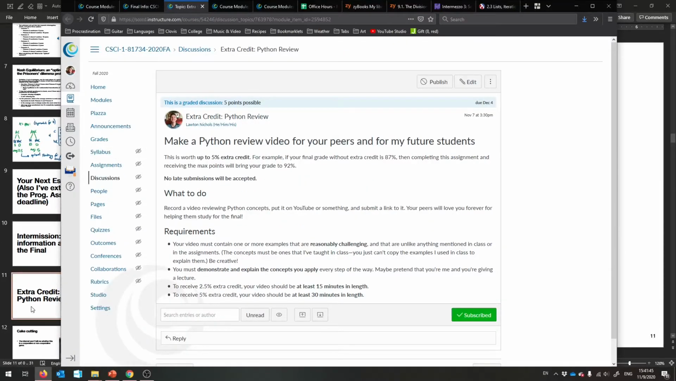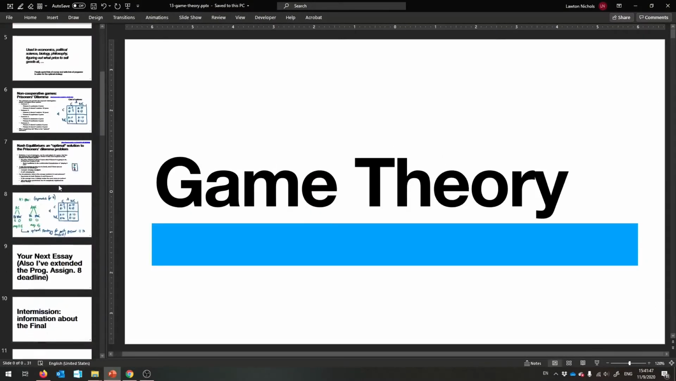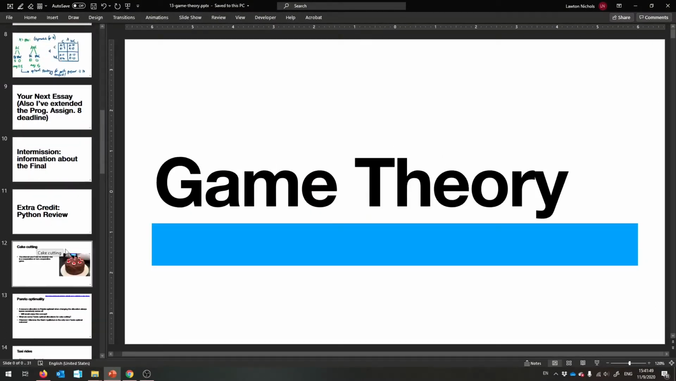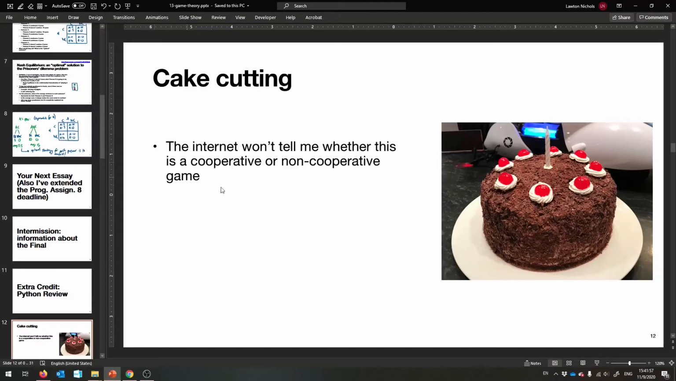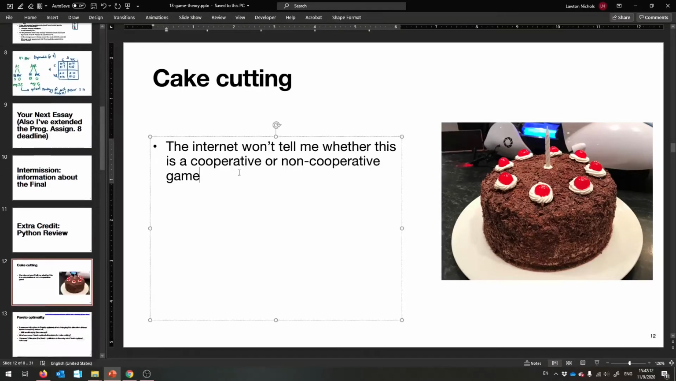Okay, so let's go back to game theory and let us discuss cake cutting. So we've been talking about non-cooperative games so far. The Prisoner's Dilemma is a non-cooperative game. I can't tell if this one is a cooperative game or not, because it has some elements of cooperation, but at the same time, the cooperation that you're doing in this game that I'm about to explain is kind of forced upon you.